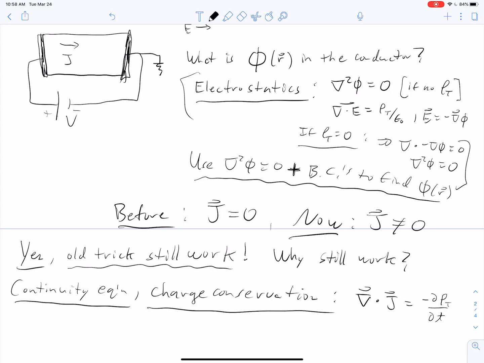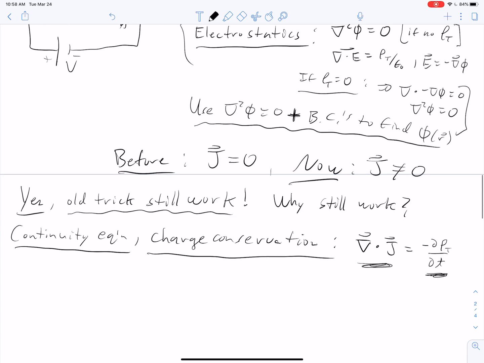So there has to be some change in the charge density at a point in space if there's divergence in the current density at that point in space. They have to be related, because if the current is diverging, that means it's leaving, and that means that your charge density is reducing. So that's where this comes from, and we derived that.